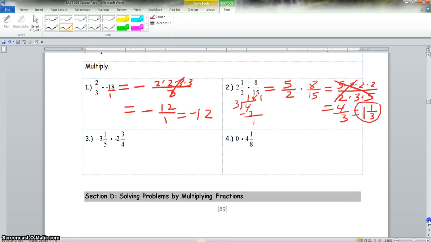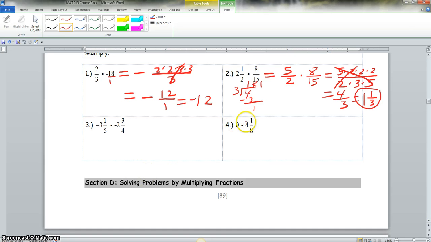Now, I'm going to do number 4 before I do number 3. 0 times any number is just 0. So we don't need to change that mixed number. Now here, this is a negative times a negative, which we know is positive. So we need to change these mixed numbers to improper fractions. 3 times 5 is 15, plus 1 is 16. 2 times 4 is 8, plus 3 is 11.